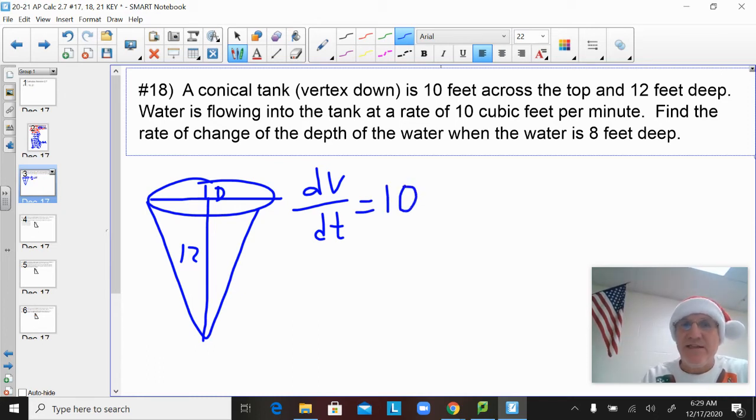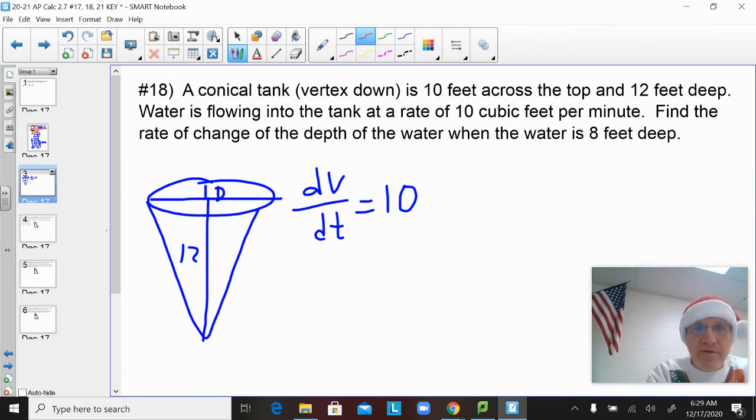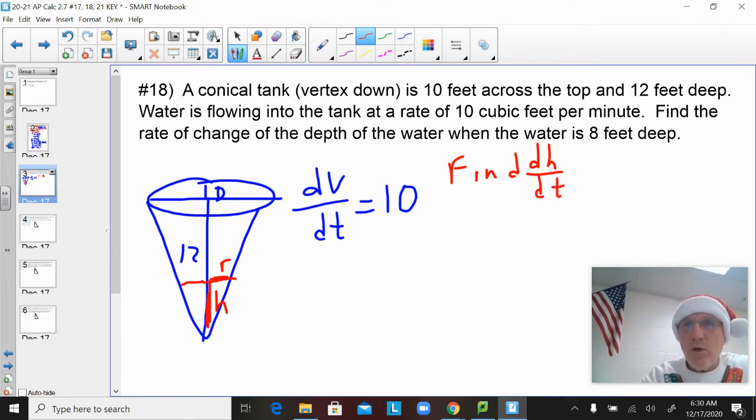Find the rate of change of the depth of the water. I'm still going to call it a cone. Now, this is going to confuse me a little bit here. I'm going to just draw some random water level here. And I'm going to call this distance R, and then this distance H. So I still have a radius and a height as the water is filling. Find the rate of change of the depth. So I'm trying to find dH/dt when the water is 8 feet deep. So when H equals 8.